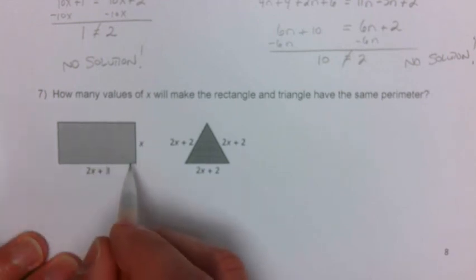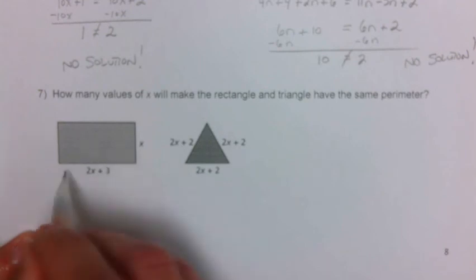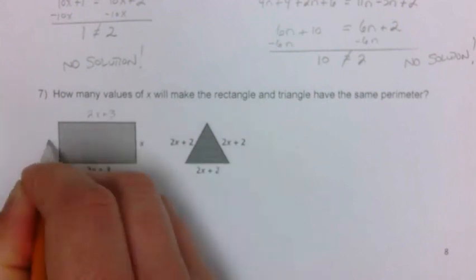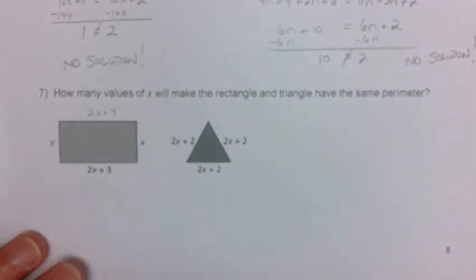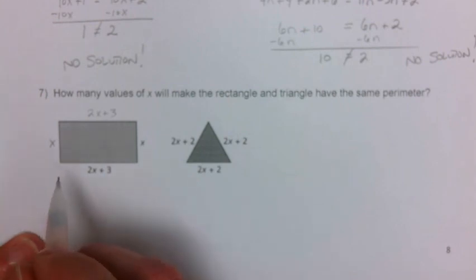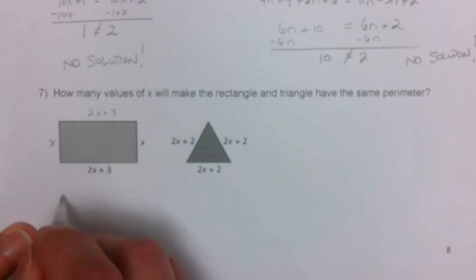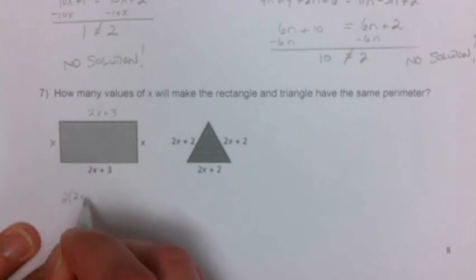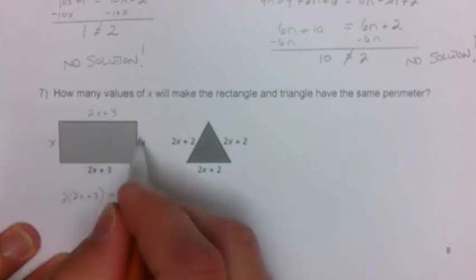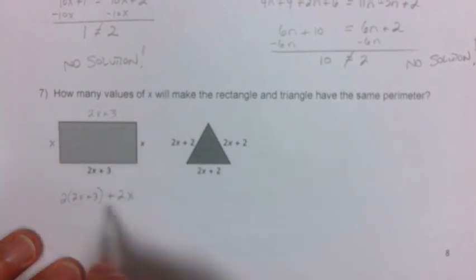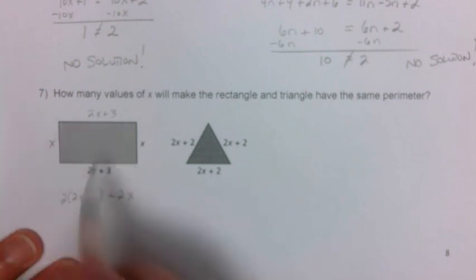Okay, remember that with a rectangle, opposite sides are the same. So the bottom is 2x plus 3, so is the top. The right is equal to x, so is the left. All right. And with a rectangle, to find the perimeter, you can do 2 times the length and 2 times the width. Okay, so if we call the length 2x plus 3, 2 times that entire length, 2x plus 3, plus 2 times the width, which I've called x, 2 times x, which is just going to be 2x. Right? This expression represents the perimeter of the rectangle.